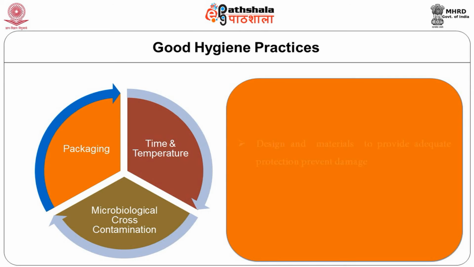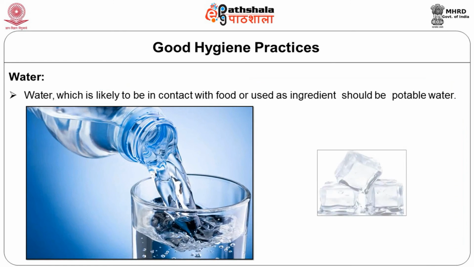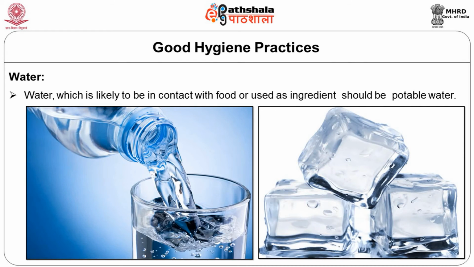Even how to package the foods once they are processed, what is the design of packaging, what are the materials to provide adequate protection. So, what is the packaging material, whether it will take care of the product to prevent damage or accommodate proper labeling. Even the labeling has to be very clear on how it has to be opened, where it has to be stored, or if it has to be used, how it has to be used, and what is the temperature it has to be handled at. And if gas is used in packaging some of those products, then it should not be toxic.